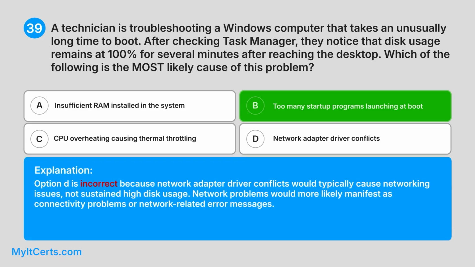Option D, network adapter driver conflicts, is incorrect because network adapter driver conflicts would typically cause networking issues, not sustained high disk usage. Network problems would more likely manifest as connectivity problems or network-related error messages.